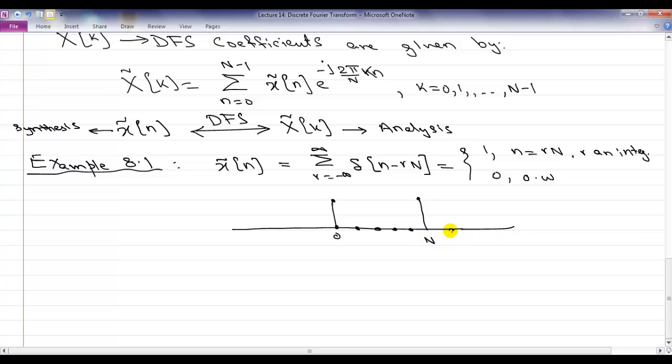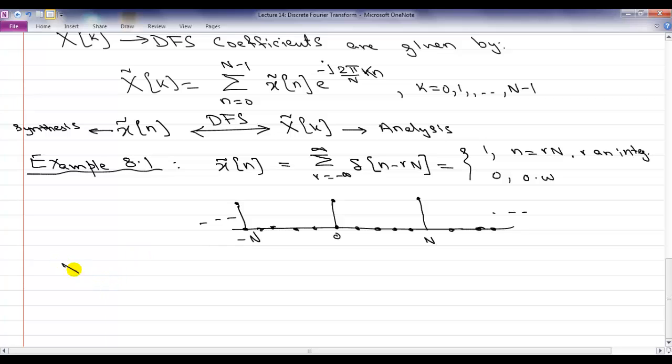And similarly here, minus n, and it keeps on going. Okay? And we are interested in computing the discrete Fourier series coefficients of this.